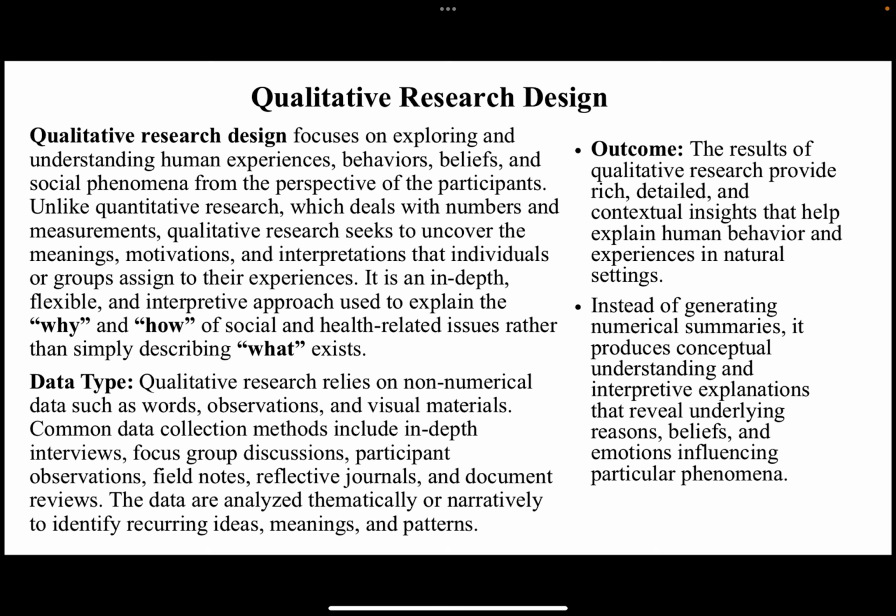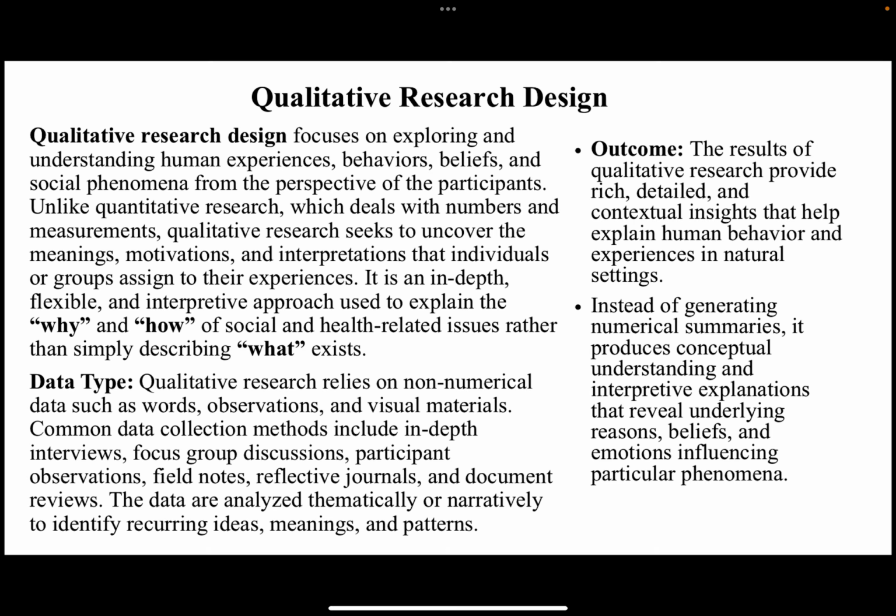Okay, so I mentioned that if you want to do a study where you want to measure patterns, measure prevalence, or do hypothesis testing, the best design to use is quantitative. If your focus is to understand the behavior of people, the experiences of people, the beliefs of people, the best design to use is qualitative.